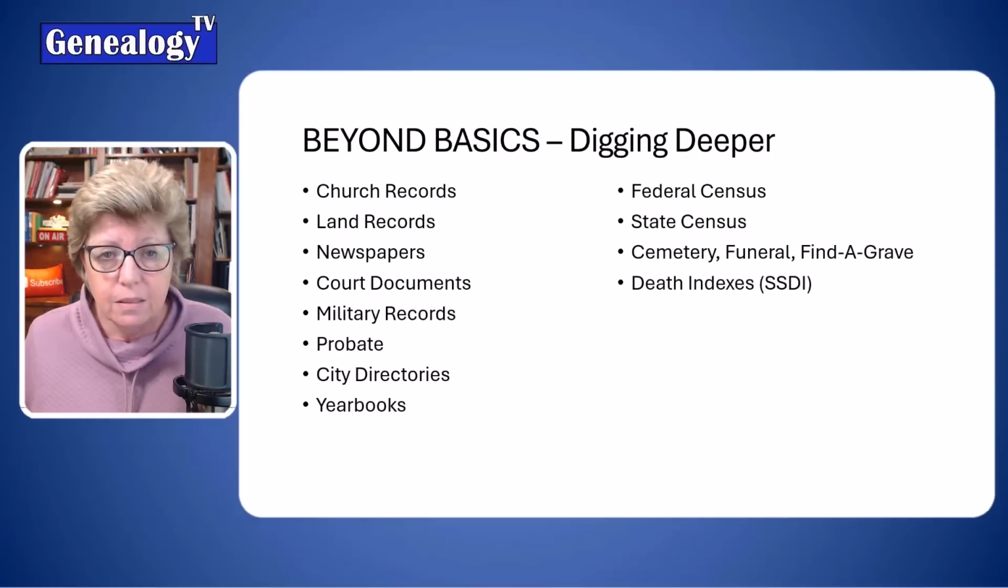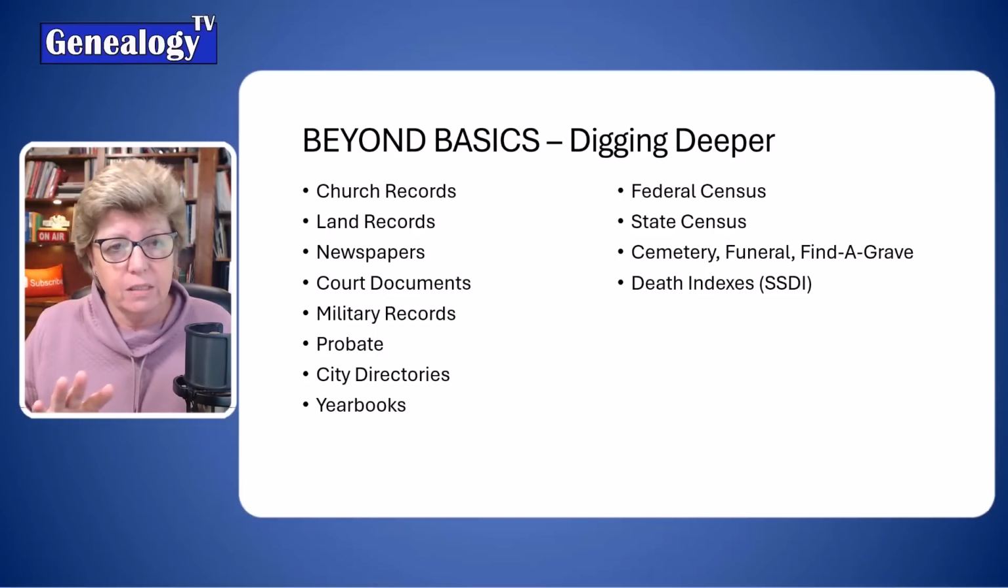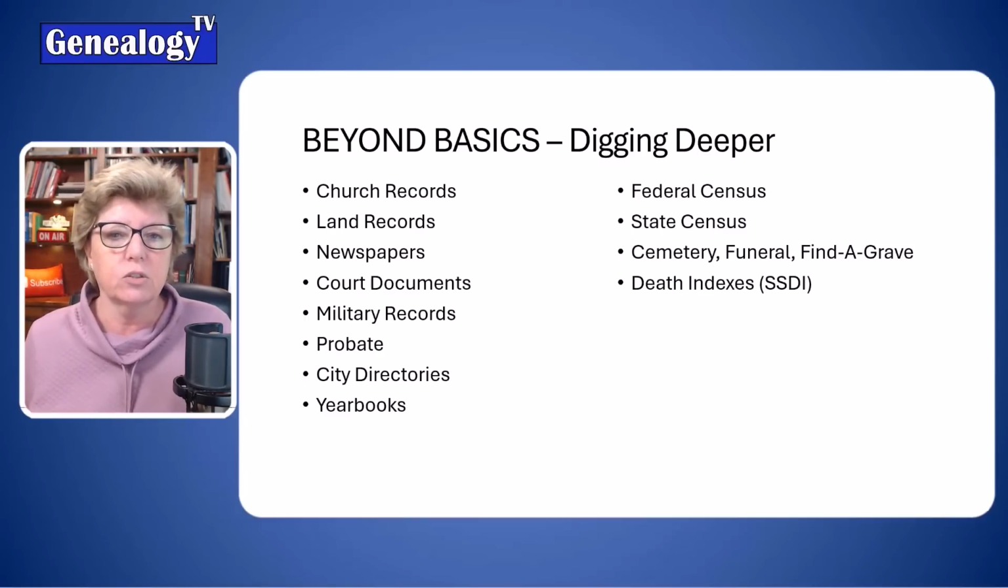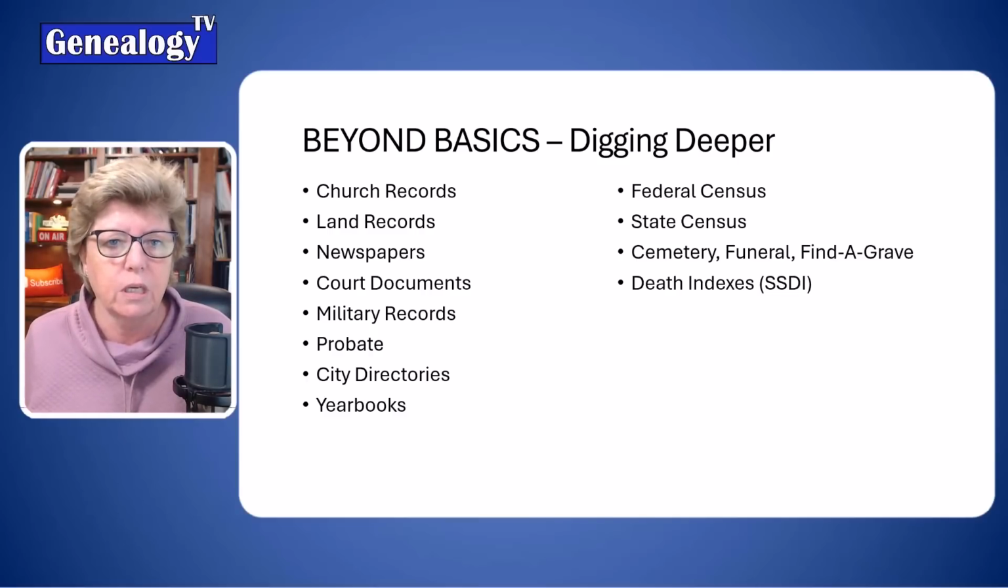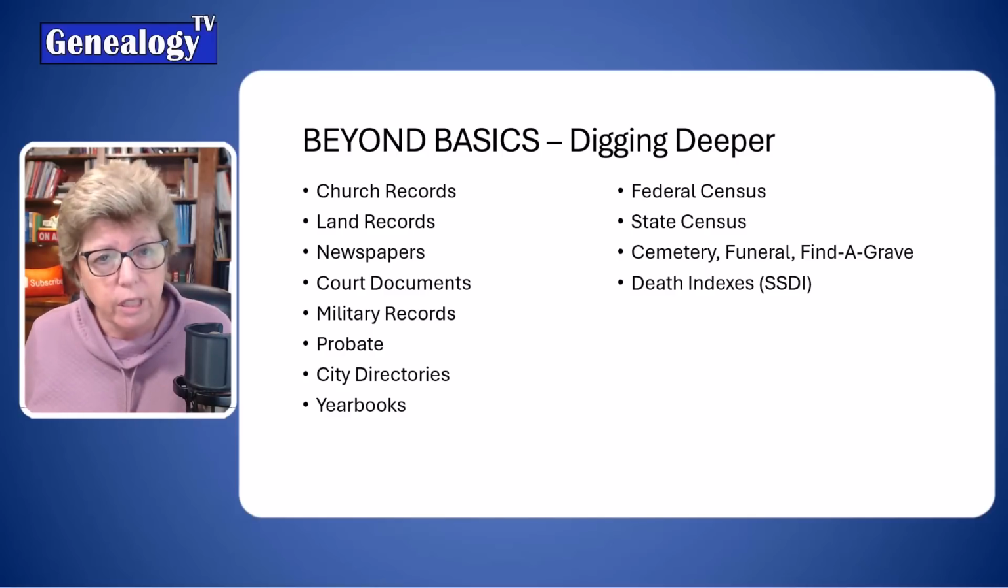Death indexes, specifically in the United States: the Social Security Death Index is one. There's actually 2, and I didn't even list them here. The Social Security Death Index and the Social Security Applications and Claims Index. Those are 2, just search them both. If you're looking for somebody after 1935, 1936, somewhere in there, when the Social Security Administration was created, and people started filling that information out to get a Social Security card.